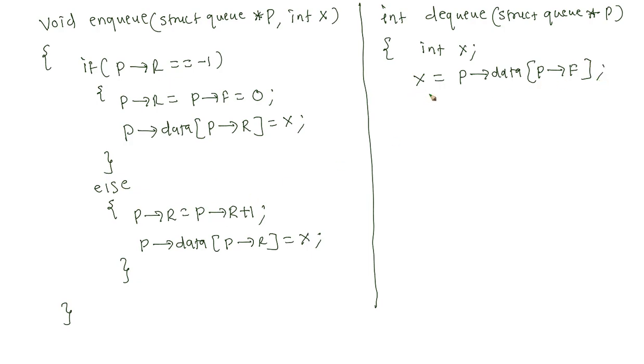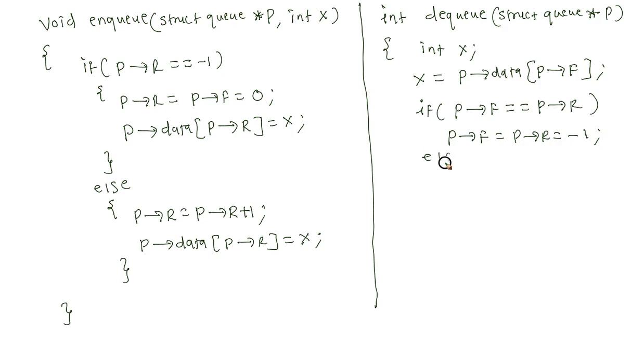So I got this element, and now I'll check whether this was the only element in the queue. How will I check that? If P arrow F equal to P arrow R. If F and R are the same, that means the element which we just removed was the only element, and I should set F and R to -1 because I just removed the only element from the queue. So I'll set P arrow F equal to P arrow R equal to -1.